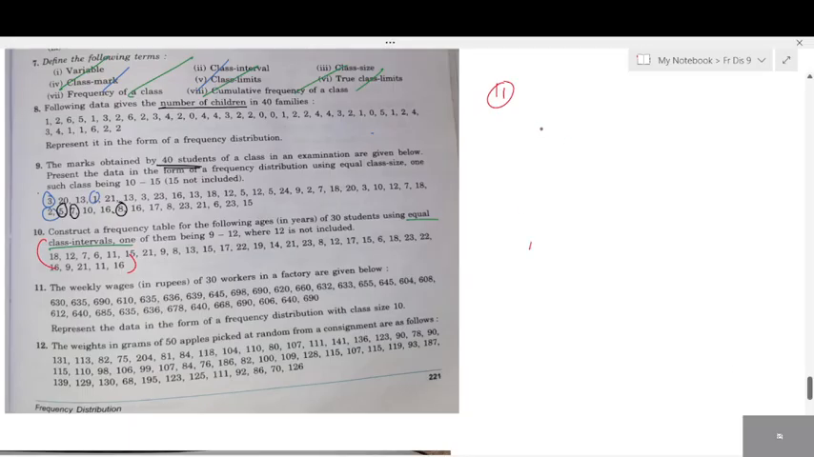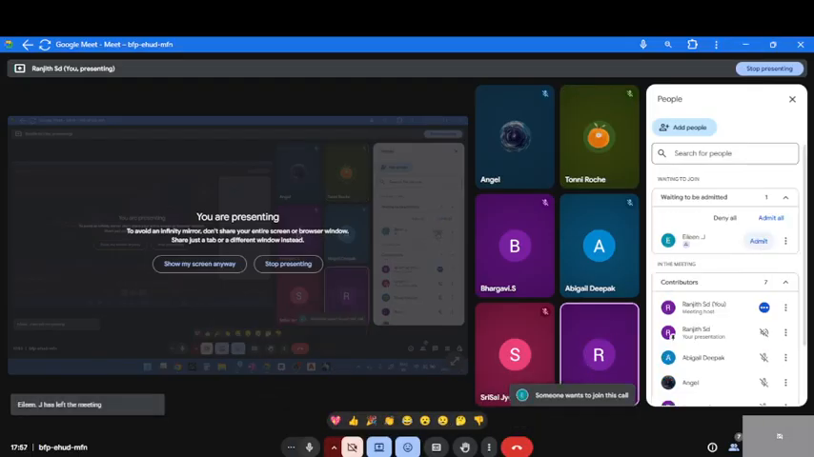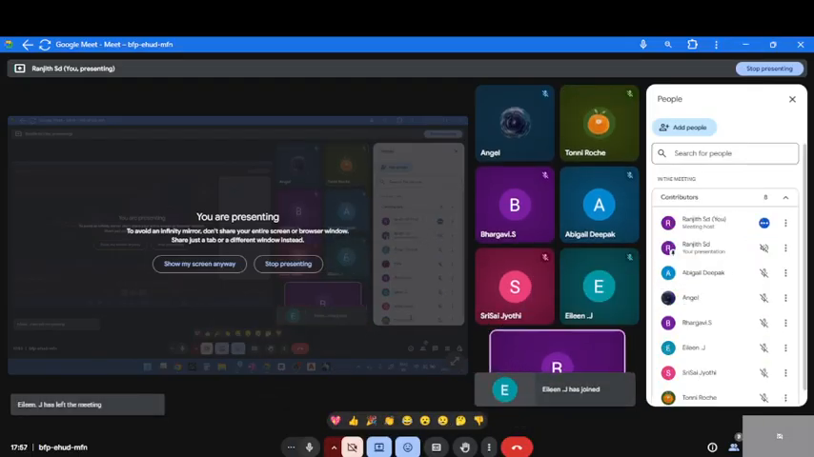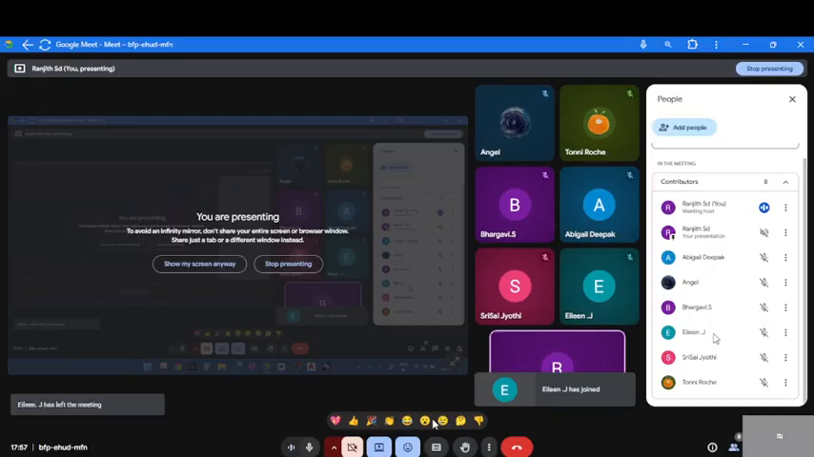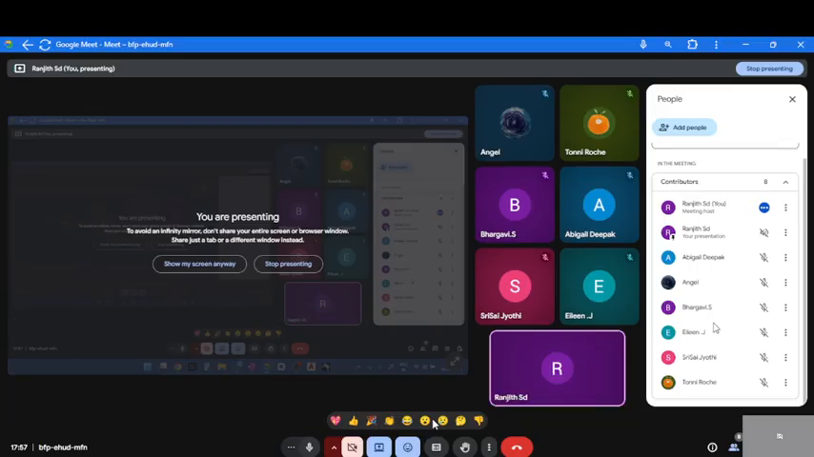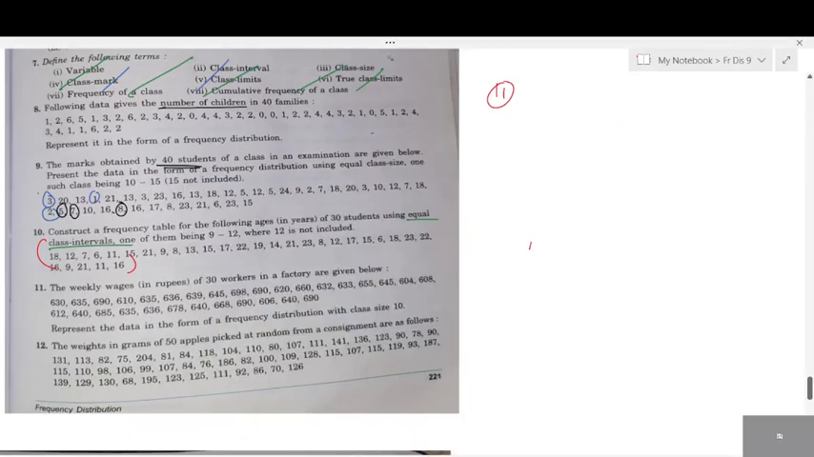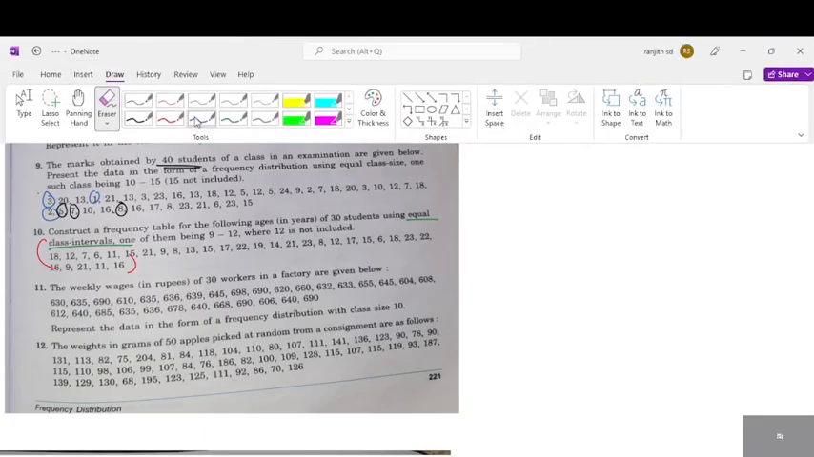The weekly Yes, island. Why do you often leave and rejoin? Train. Okay. Yeah, look at the 11th question, students.